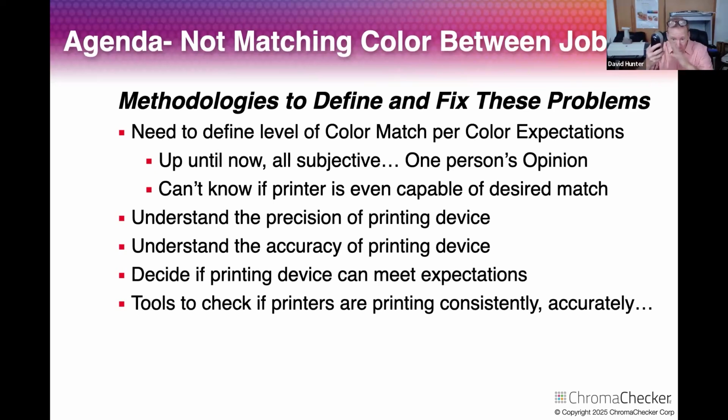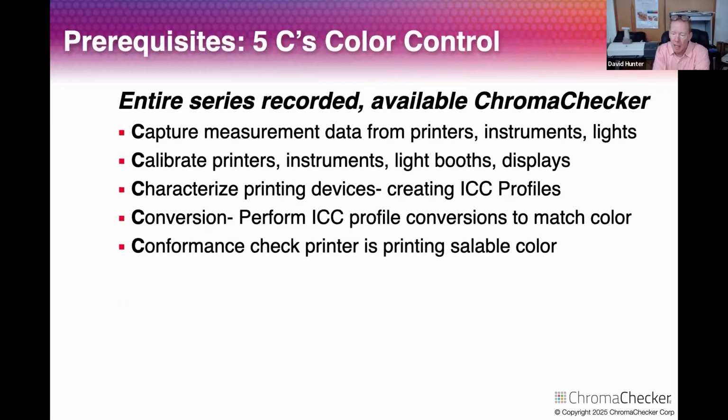And the E factor of the instrument or the light booth can affect the E factor of the printer. So ChromaChecker ties it all together. And we're going to talk about precision. We're going to talk about accuracy, what the differences are, and how to decide whether or not the printer is capable of meeting those expectations and what tools to keep it straight.